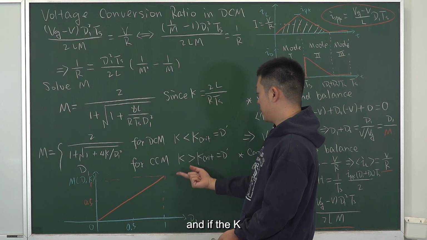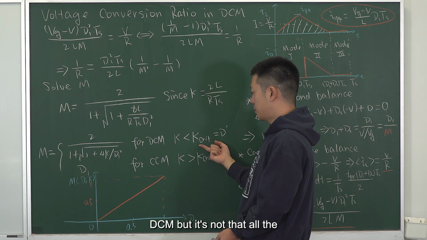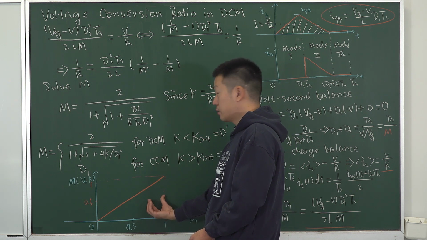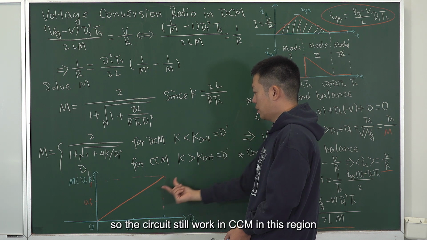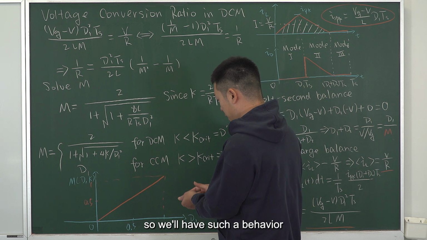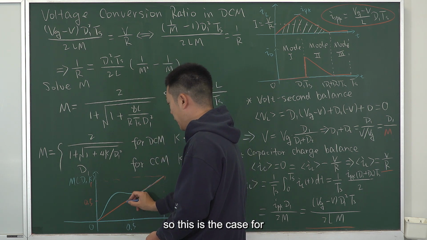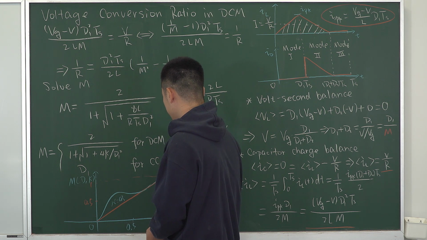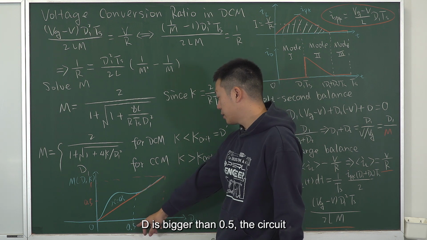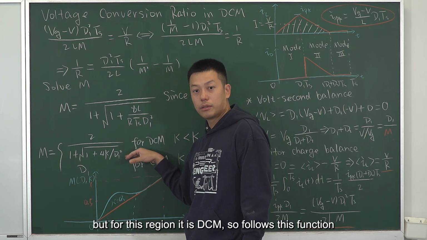And if K drops to be lower than critical, then we will enter into DCM, right? But it's not that the whole range the circuit is in DCM. Most probably for this area, since D will be small, the circuit still works in DCM in this region. So we'll have such a behavior. So this is the case for K equals 0.5. For K equals 0.5, if D is bigger than 0.5, the circuit returns to CCM. But for this region, it is DCM, so it follows this function.